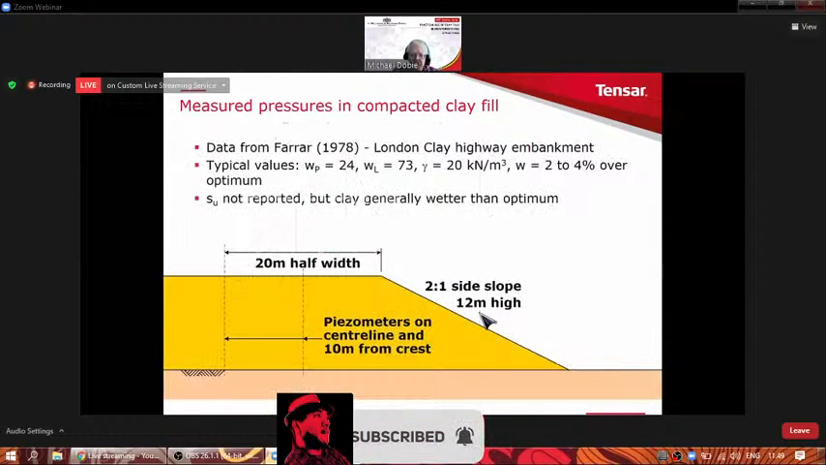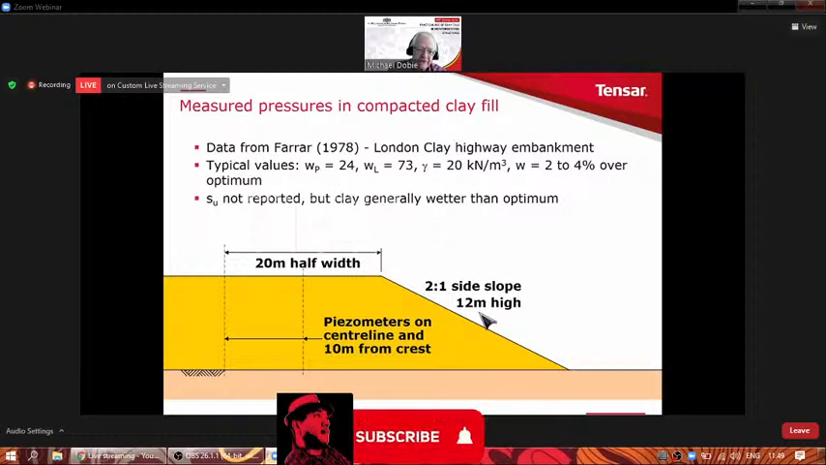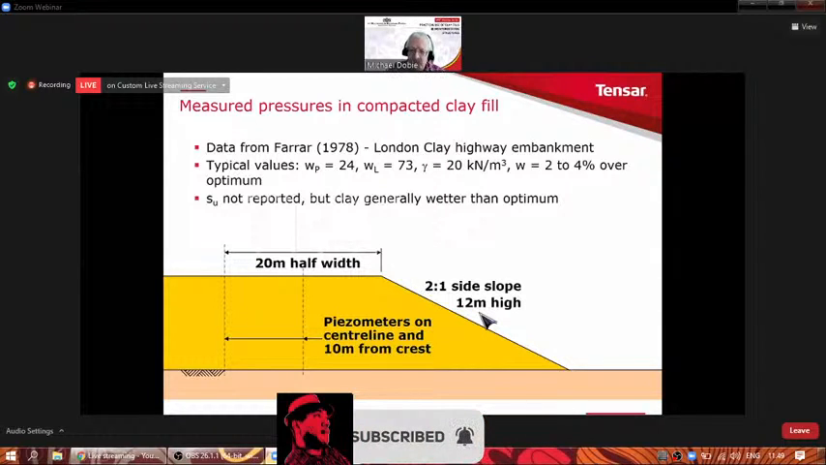And then the last of these examples is a highway embankment, a very typical one, 12 meters high, again in the UK, built from London clay, quite plastic. Unfortunately, in this case, the undrained shear strength was not reported, but the clay was generally placed on the wet side. So perhaps the undrained shear strength is going to be lower than 150 kilopascals that we identified earlier on.